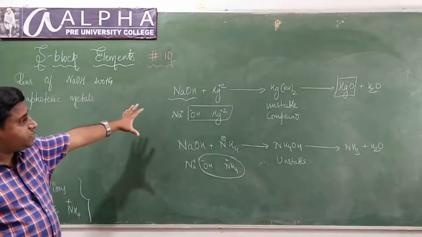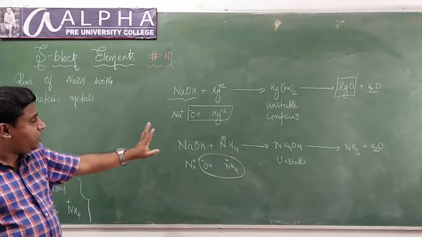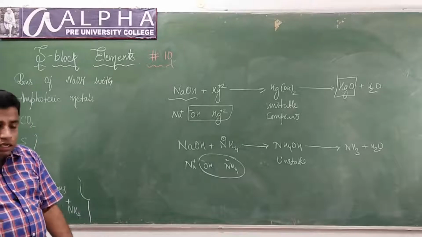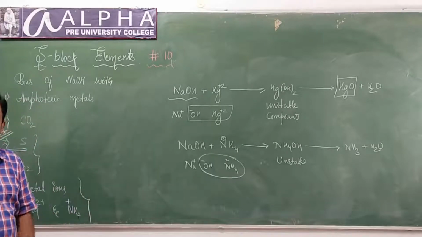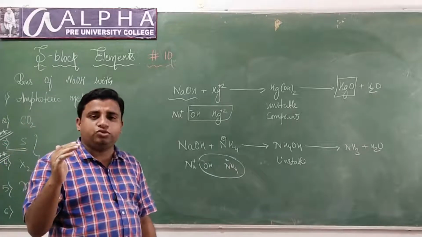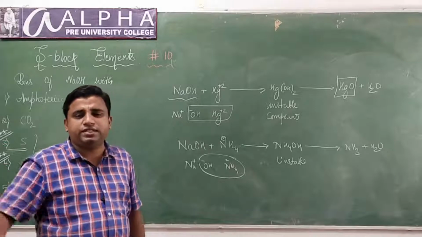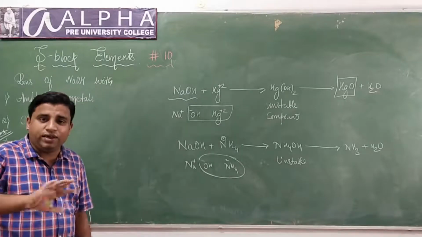And lastly, we discussed two important reactions, one with mercuric ion and one with ammonium ion. So that's all about sodium hydroxide: preparation, physical properties, and also chemical properties of sodium hydroxide. We have discussed it in detail.